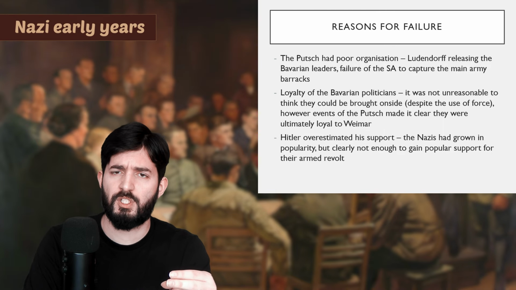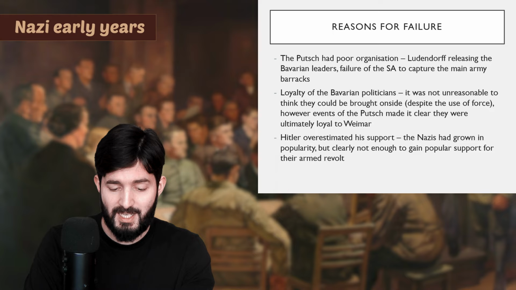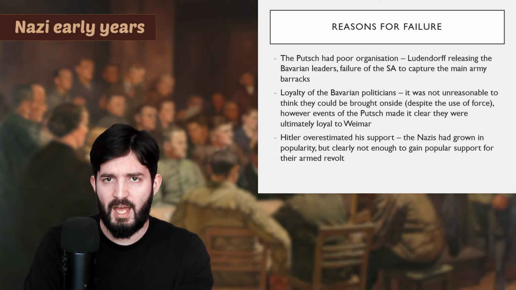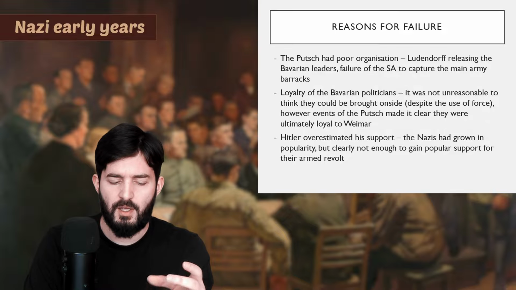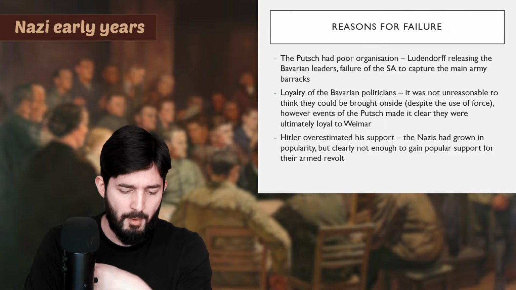The second issue is, as I already mentioned, part of the plan was that the SA had to capture key locations across Munich. They had failed to capture the main army barracks, and that meant that the plan was on life support from the very beginning. So the first reason is poor organization. They released the Bavarian leaders, and the SA can't capture the main army barracks.